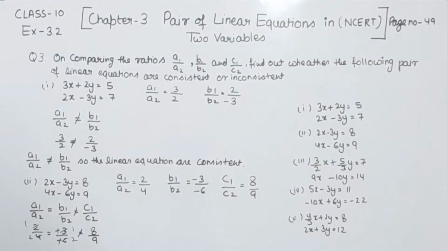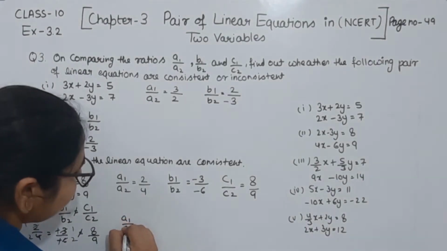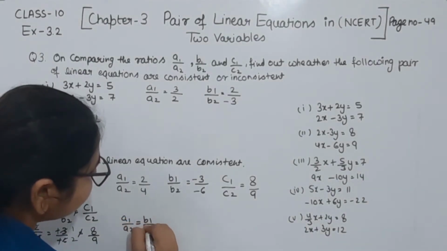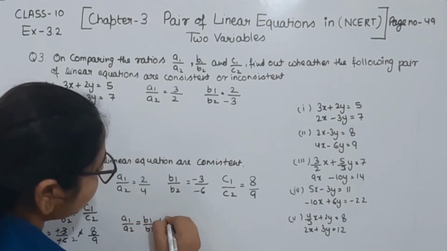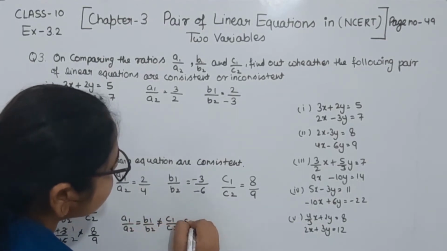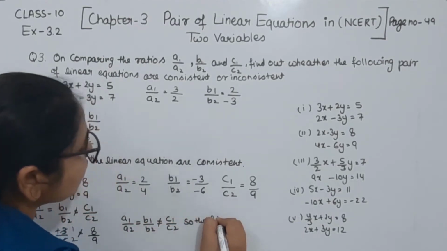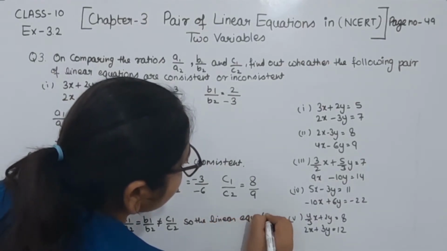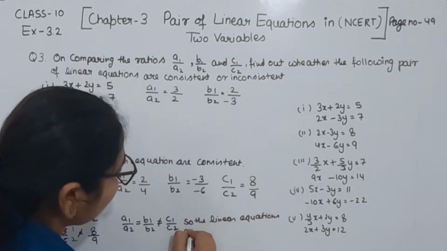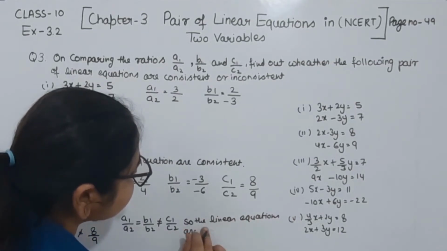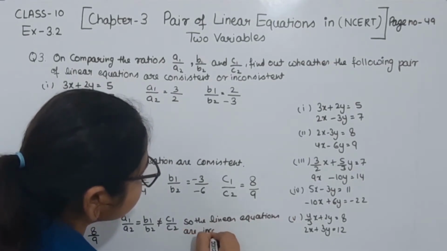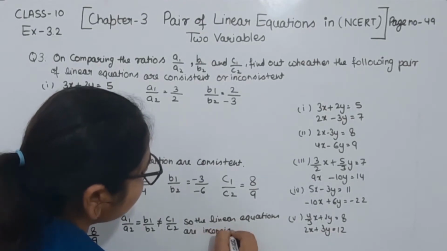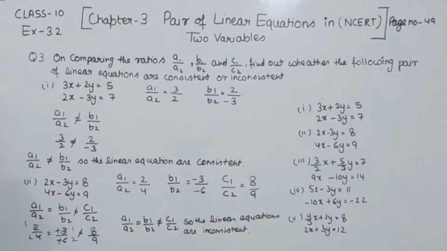So we are going to write here A1 by A2 is equal to B1 by B2 but not equal to C1 by C2. So the linear equations are inconsistent. This is part 2.